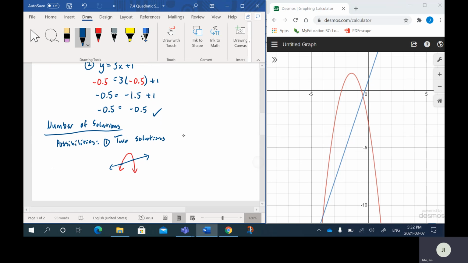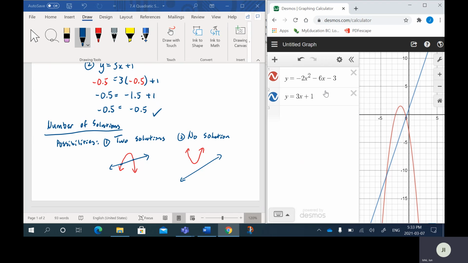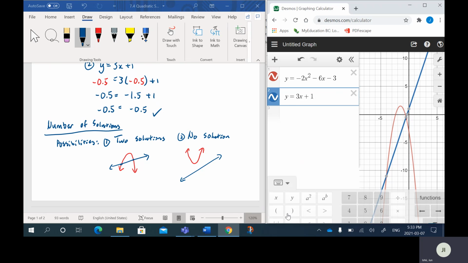What is another possibility? Well, another possibility is to actually have no solution. Okay? So that occurs when you have a parabola like this, but let's say the line just misses the parabola entirely. All right. So over here on the Desmos, I'm actually going to create one where that's the case. So I'm just going to move this line. I'm just going to move it up a lot. So let's see what happens.